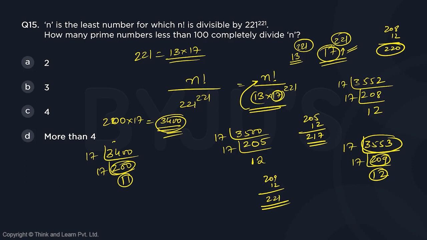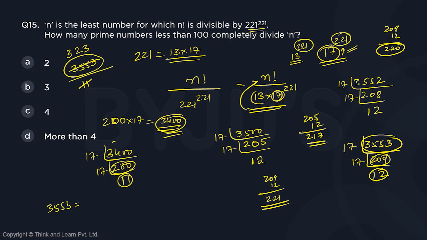So your number will be completely divisible by 3553 factorial. But now what is the question? The question is, how many prime numbers less than 100 completely divide n? So 3553 is divisible by how many prime numbers? If you look at 3553, it's a palindrome, which means one of the numbers you need to check for is whether it can be divisible by 11. If you divide it by 11, 11 3s are 33, 11 2s are 22, 11 3s are 33.